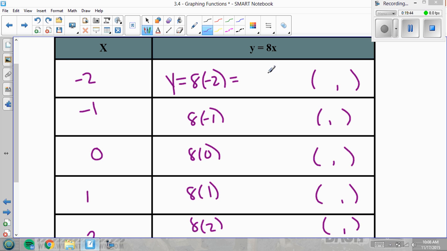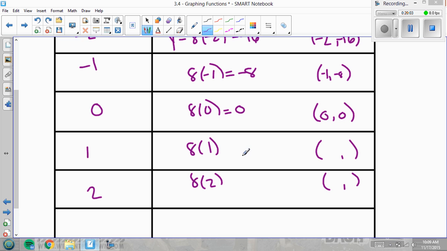Okay, my first one, 8 times -2. So we plug in -2, we get -16. When I plug in -1, I get -8. If I plug in 0, anything times 0 is 0. If I plug in 1, 8 times 1 is 8. And if I plug in 2, 8 times 2 is 16.